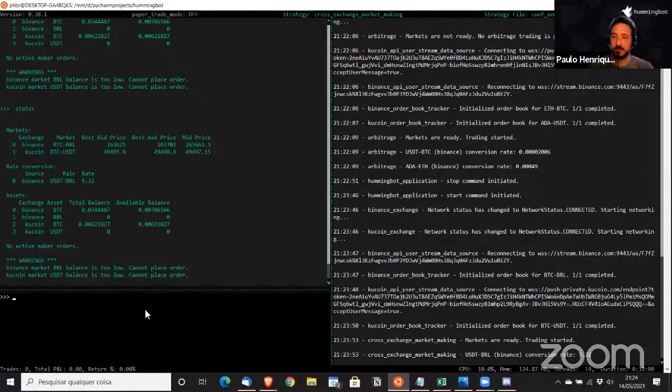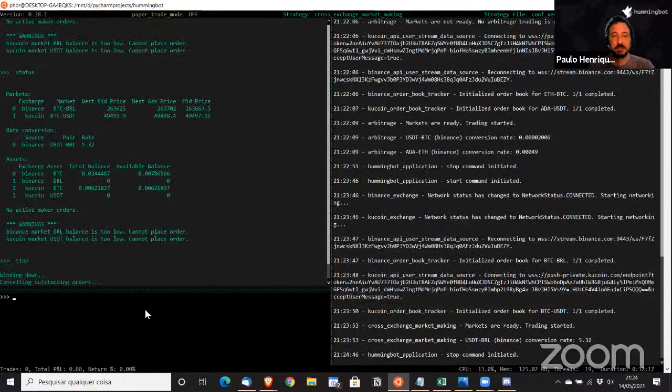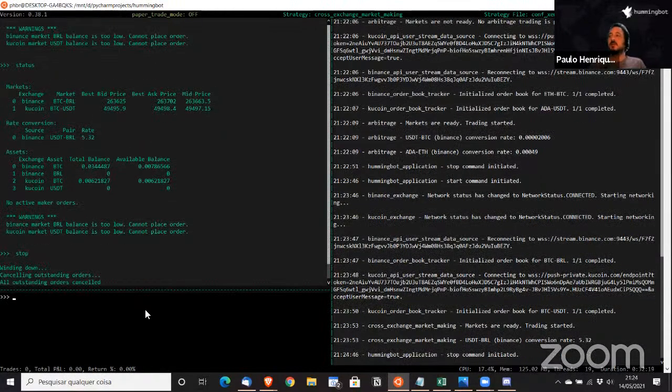So it isn't creating both. I don't have enough balance to create both buy and sell. So that's probably why it isn't creating any orders, right? So, but yeah, that's kind of the basics of this new feature that we haven't talked about, right? So there isn't much more to show here.